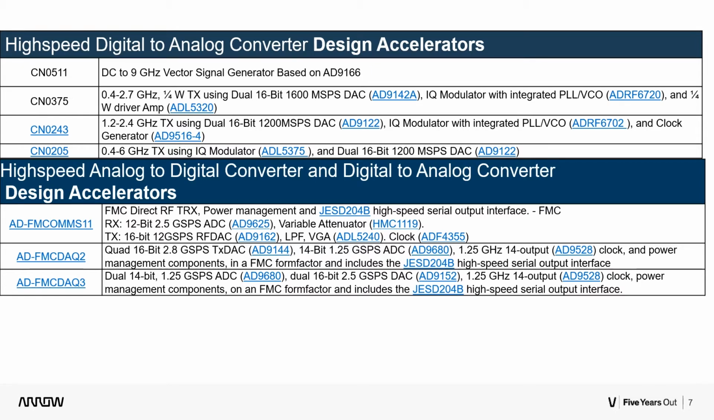As you'll notice, most of the accelerators I've shown you are mainly market agnostic and can shorten your design time, and most also do not include a more market-specific RF front end.